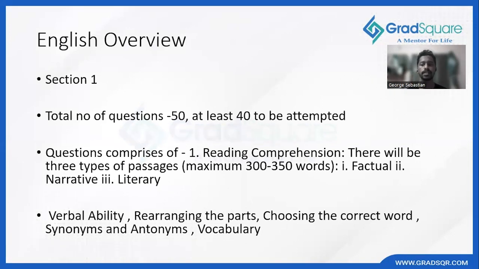And if we go through the syllabus for English, we can see that one of the major types of questions asked is the reading comprehension part. In reading comprehension, you will have three types of passages: factual ones, narrative ones, and literary ones. Apart from reading comprehension, we'll have questions from verbal ability, such as rearranging the parts in a sentence, choosing the correct word, synonyms and antonyms, and also vocabulary in general. So this is the basic overview of the particular paper.